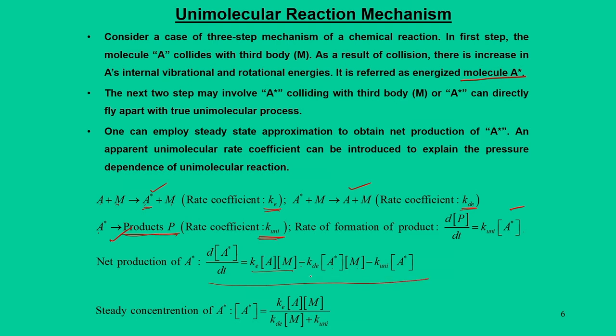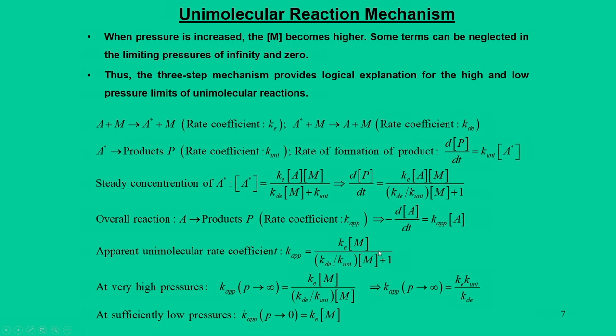So, when you have framed these equations, we can find the steady state concentration of A star. Here we make the steady state approximation, making this d[A star]/dt equal to 0, and after that we can write the steady state concentration of A star in terms of two parameters. The numerator is k_E into A into M, and the denominator is k_DE into concentration of M plus k_uni. So, basically we have now used the steady state approximation to find the steady state concentration of A star.